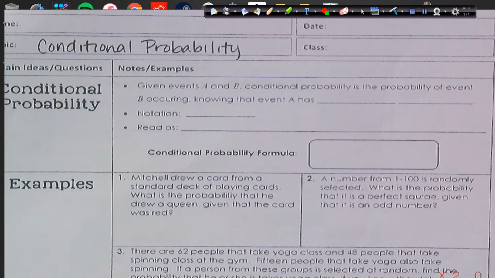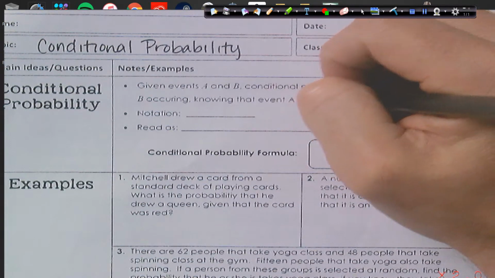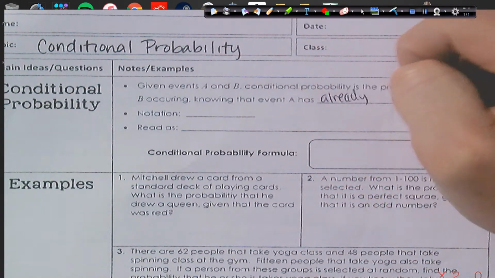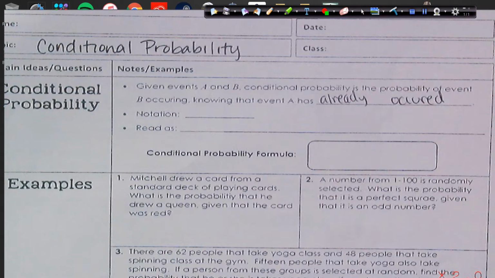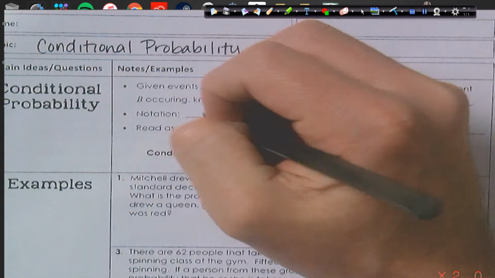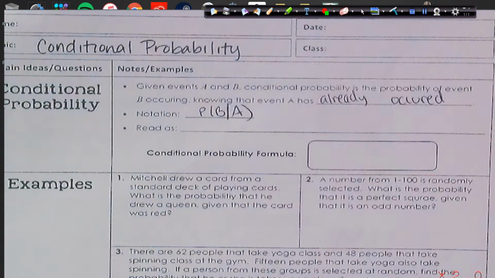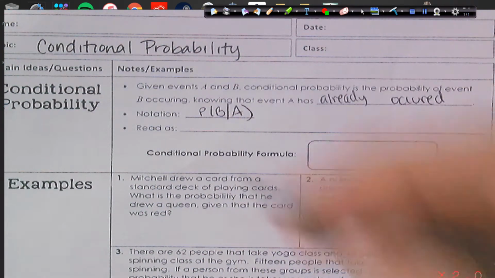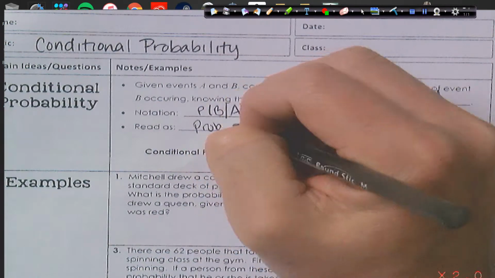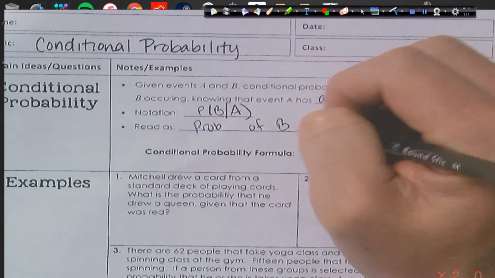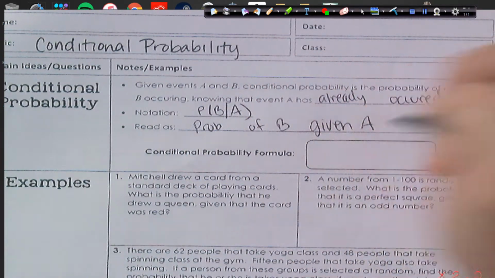So, given events A and B, conditional probability is the probability of event B occurring, knowing that event A has already occurred. Okay, so we're talking about what is the probability this thing happens given something already happened. The way that we write that is the probability of B given A. So that line right there, we use the word given. So we would read that as the probability of B given A.